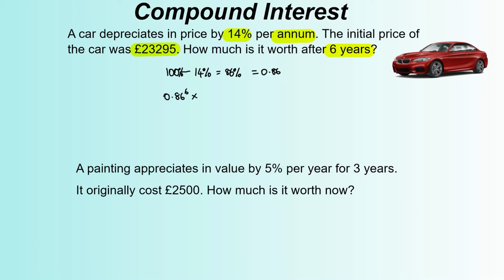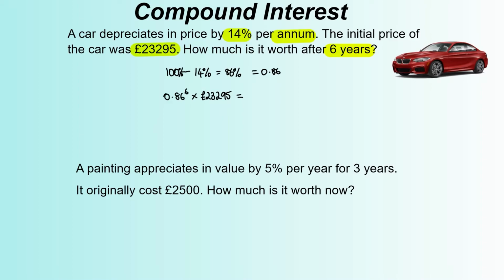And we're going to multiply that by the original amount, 23,295. That'll tell us how much the car should be worth at the end of those 6 years. One of the things you're going to have to learn here is how to input a power into your calculator. It's going to be different for different calculators. Some calculators will have a little power button, some will write it as y to the power x, some might just have an arrow pointing up. So every calculator will be different. Just have a look out for the power button.